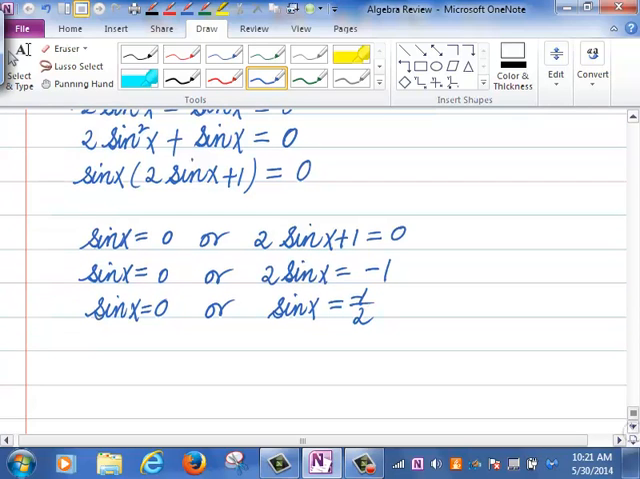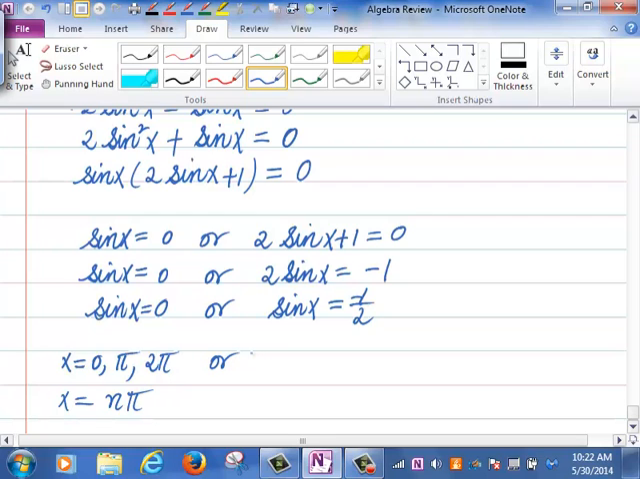First of all, let's solve sine x is 0. The sine function is 0 for what angles? Remember, the sine value on the unit circle is given by the second coordinate of the points. And the second coordinate is zero whenever the terminal side is on the positive x-axis or the negative x-axis. What are those angles? Zero, pi, 2 pi. In fact, at any multiple of pi, sine would be zero. So I can write this as x is a multiple of pi.